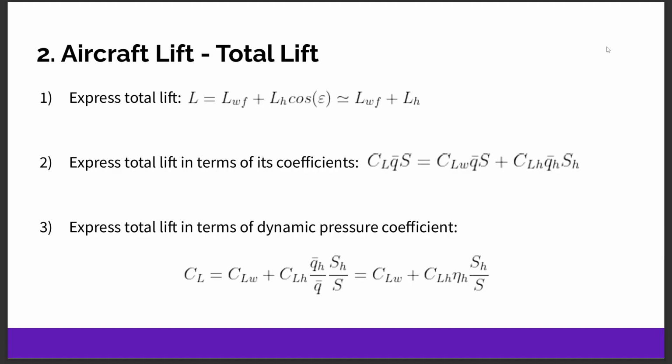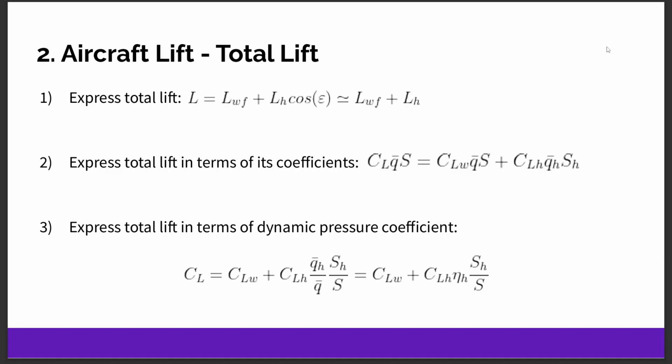So your total lift is actually equal to the lift of the main wing plus the lift of the horizontal stabilizer. Now the next thing that we can do is to express all of that in terms of their coefficients. So the total lift coefficient times the dynamic pressure times the reference area is equal to the lift coefficient of the main wing times the dynamic pressure at the main wing times the reference area of the main wing, plus the lift coefficient of the horizontal stabilizer times the dynamic pressure at the tail times the planform area of the horizontal stabilizer.